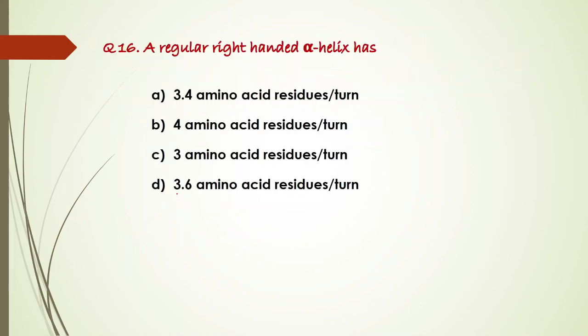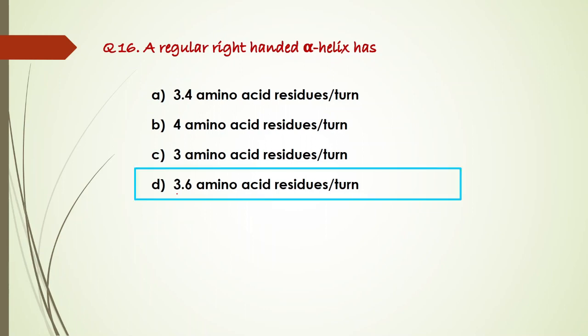I think this is a very easy one. We have already discussed this. In the next question it states a regular right-handed alpha helix has how many strands? I have just discussed this in a previous question: a regular right-handed alpha helix means it is 3.6 10. We can write it like that. And the 3.6 means there are 3.6 amino acid residues per turn. So our correct option for this question is option D. There are 3.6 amino acid residues per turn.